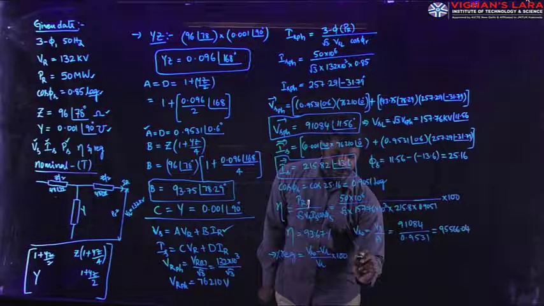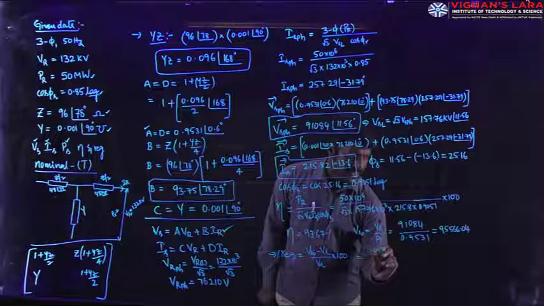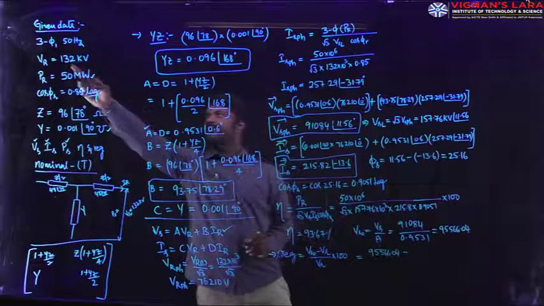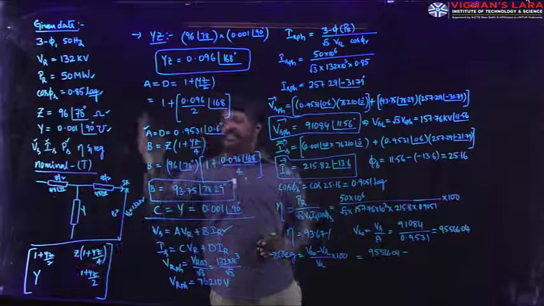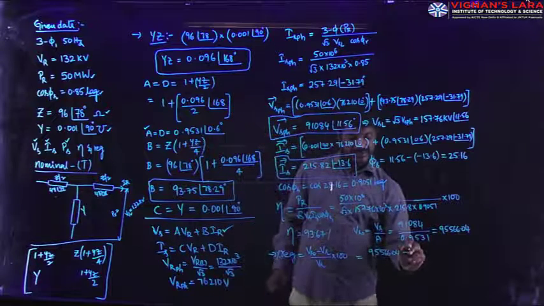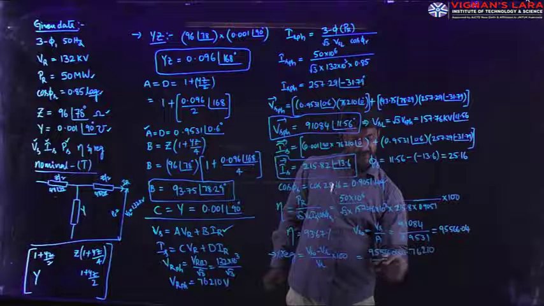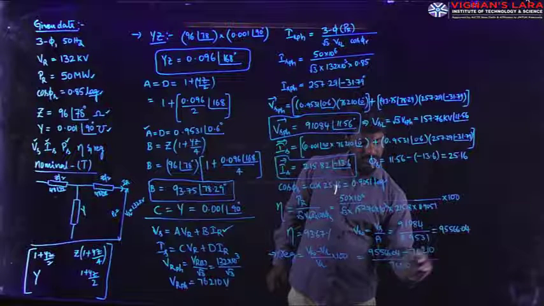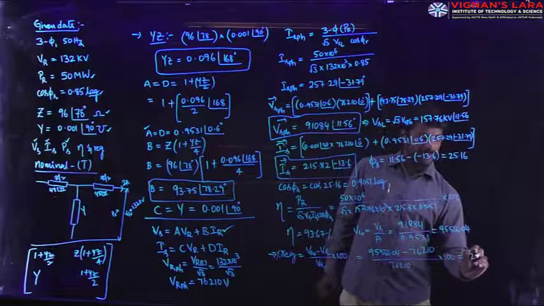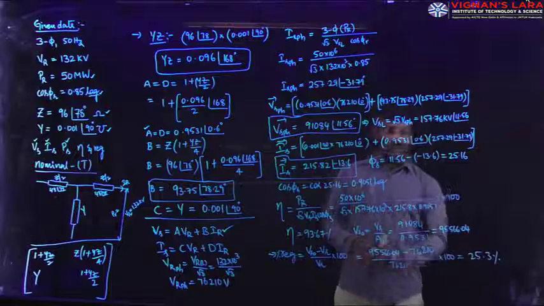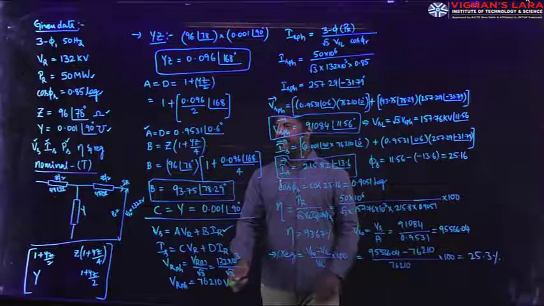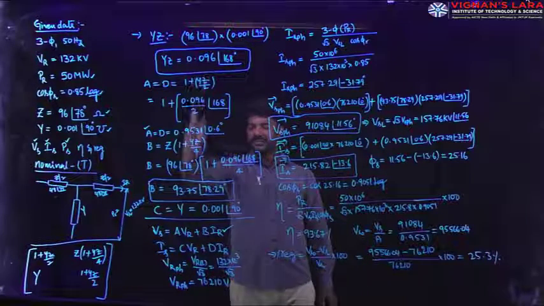This will be substituted here. 95,566.04 volts is to be subtracted with the fully loaded voltage VR, 132 kV converted into phase value, VR per phase 76210, divided by 76210, into 100 gives the percentage value. This answer is equal to 25.3%.